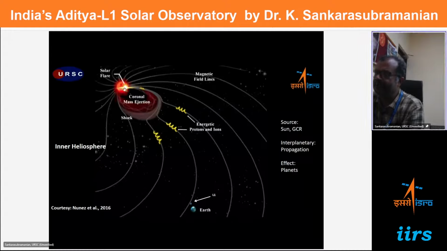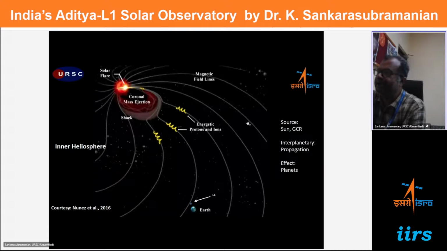The bright yellowish structure you see here is what are called solar flares. And the big part of the structure you see here is the coronal mass ejections, which is mass that gets ejected from the sun and travels in the interplanetary medium. The space between the sun and other planets, we call that the interplanetary medium.